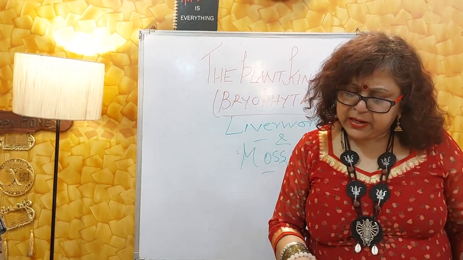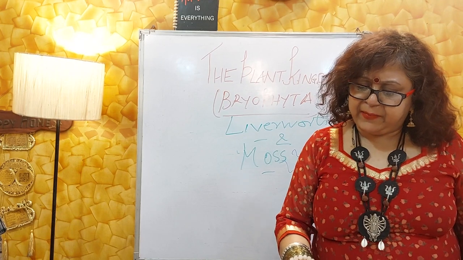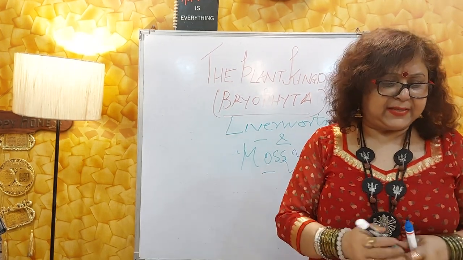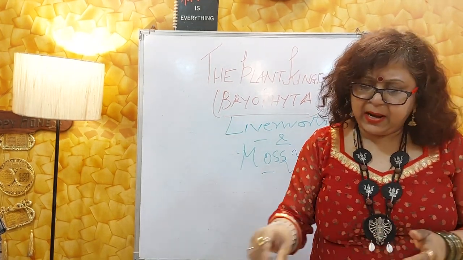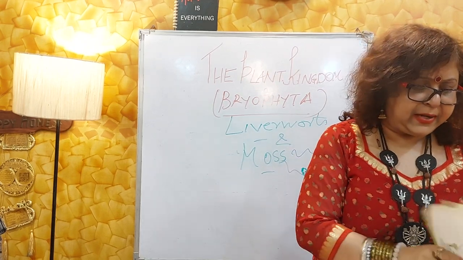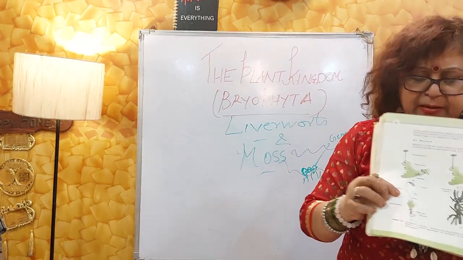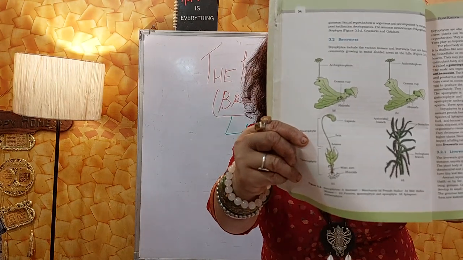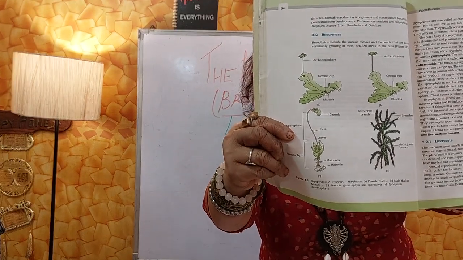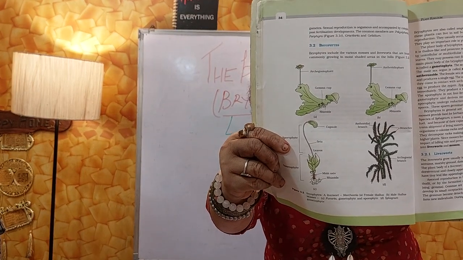Sexual mode of reproduction is by the fusion of male and female sex organs on different thallus. Like for example, again the figure is there in the book. I show you the figure again. Page number this, Antheridiophore and Archegoniophore. I show you this figure, it's there again in your book. Okay, this figure is there.